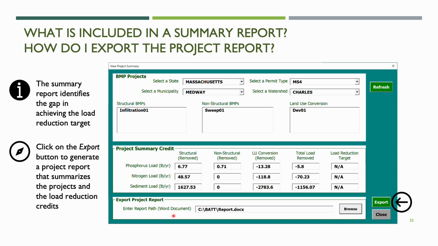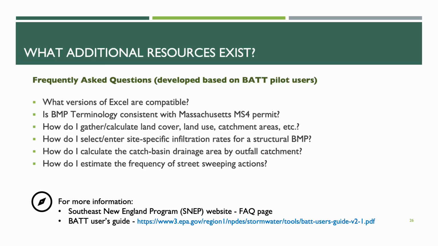To export the summary result in a Microsoft Word document, specify the file name and location using the Browse button on the interface and click the Export button. Once you are done, close the interface.